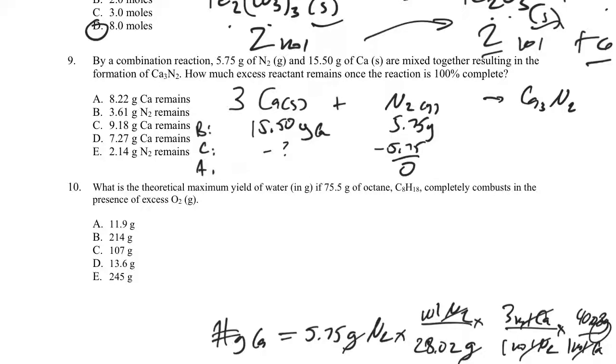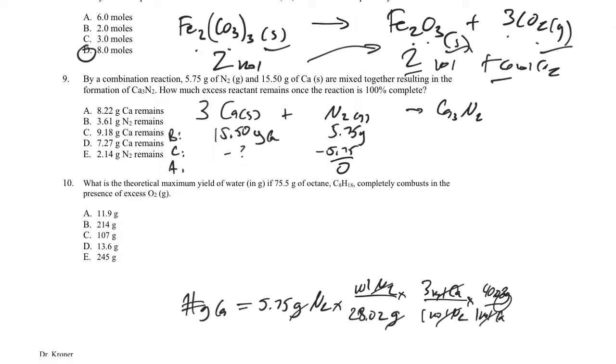So if we do this arithmetic, 5.75 grams divided by 28.02 means we have 0.2 moles of N2 present, times 3, times 40.08, which means we would need 24.67 grams of calcium to react with it. Okay, so then I'm going to consume, well, wait a minute, you see the problem here?